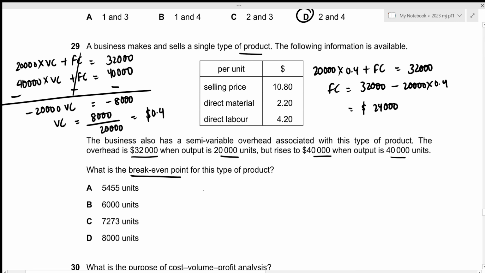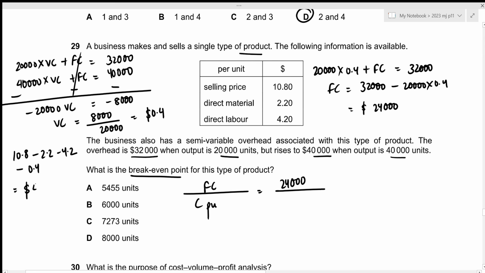The formula is fixed cost divided by contribution per unit. So our fixed cost is 24,000. For contribution, we just need to subtract all of our variable costs from the selling price. So that's 10.8 minus 2.2 minus 4.2, and we also have additional variable cost of 0.4. This gives the contribution per unit to be 4. So our break-even point will be 24,000 divided by 4, which is 6,000 units. This is given in option B.